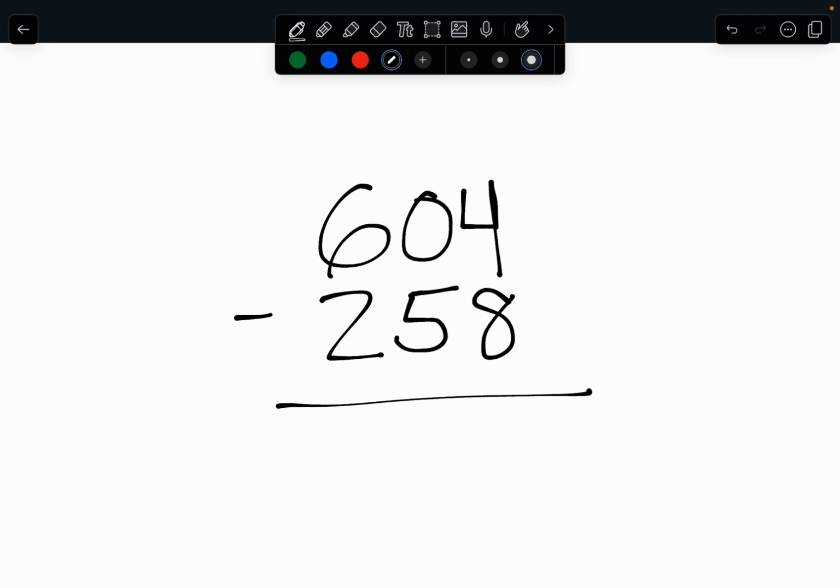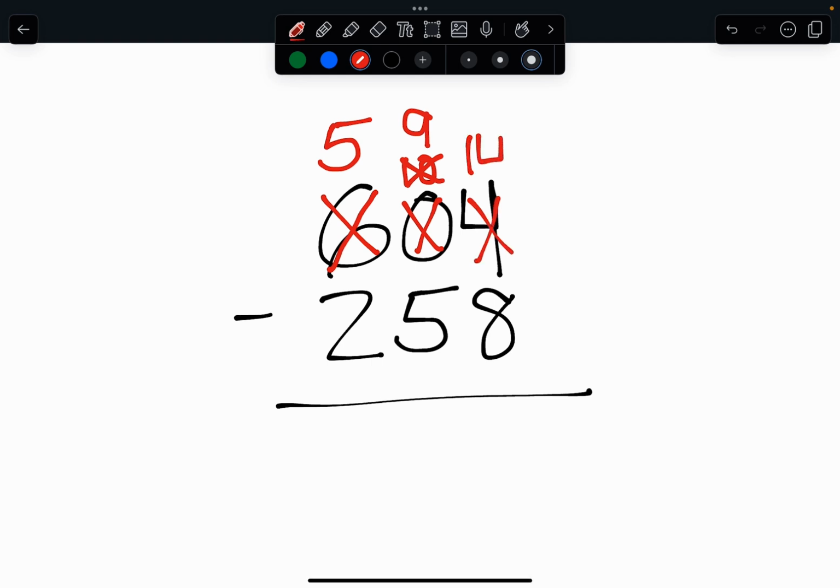Let's start with our 1's where we always start. I can't take 8 away from 4. I go next door, but they don't have anything for me to borrow there because it's 0. So I'm going to have to go all the way to my 100's place and borrow from there. So my 6 is going to become a 5. My 0 would then become a 10. Well, I can't stop there because I have to subtract my 1's. So I'm going to cross my 10 and put a 9 here and cross out my 4 and get 14.